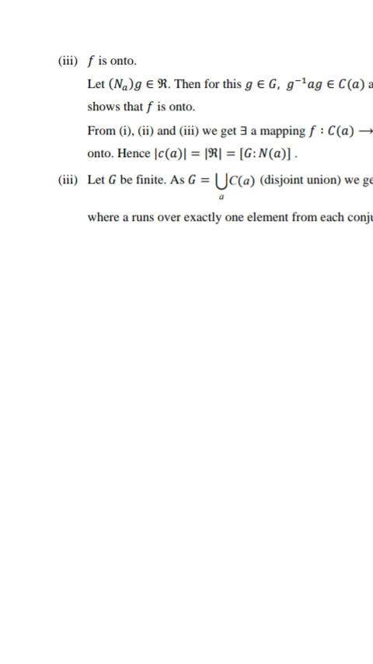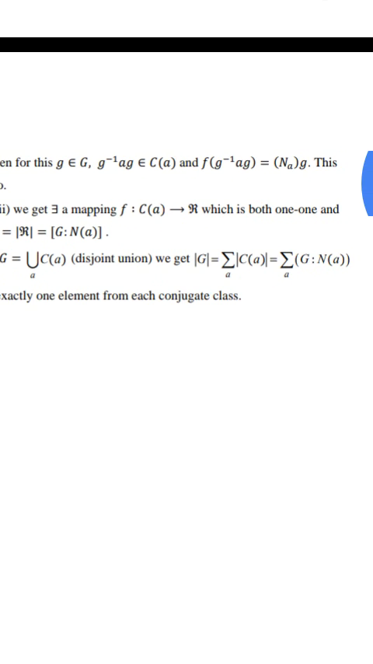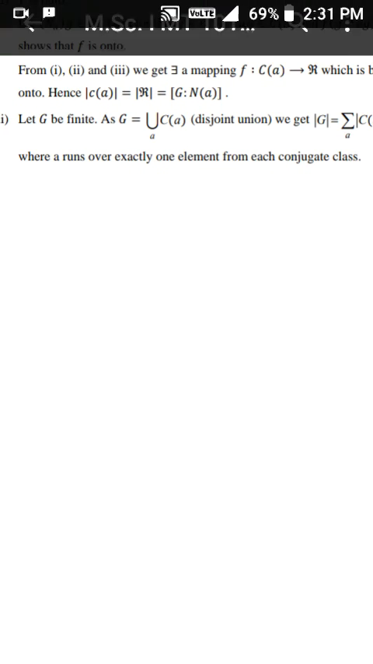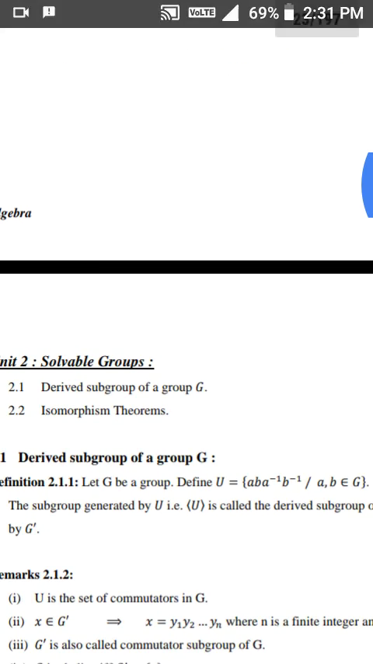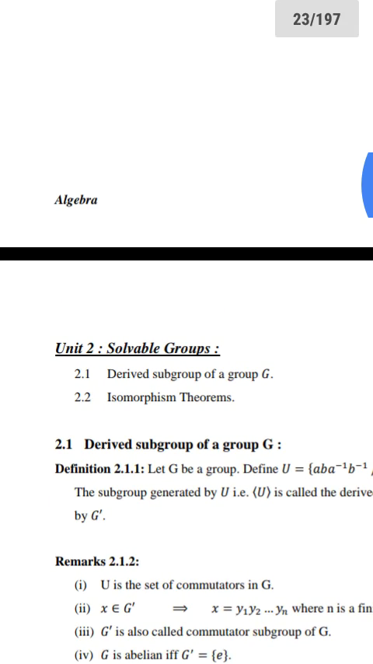Next, the third one. Since G is finite and G is the disjoint union of C(a) over a, we get the cardinality of G equal to the summation of the cardinality of the conjugacy class of a, which is equal to the summation of the index of N(a) in G, where a runs over exactly one element from each conjugacy class. This is the proof.